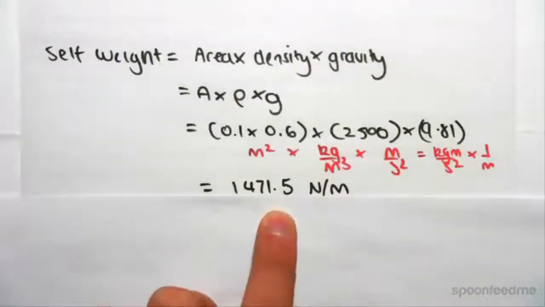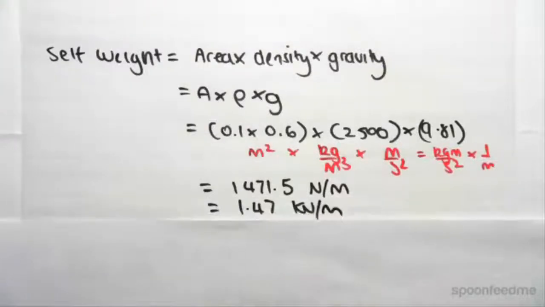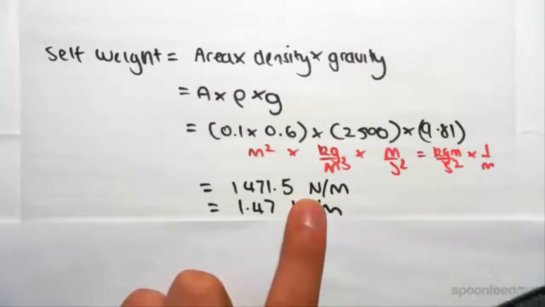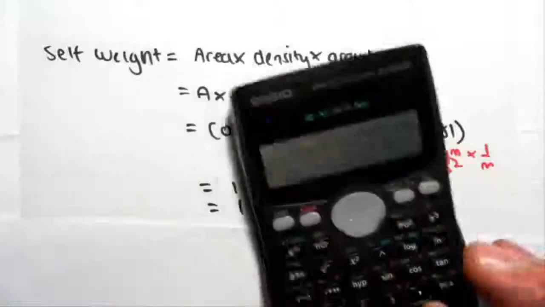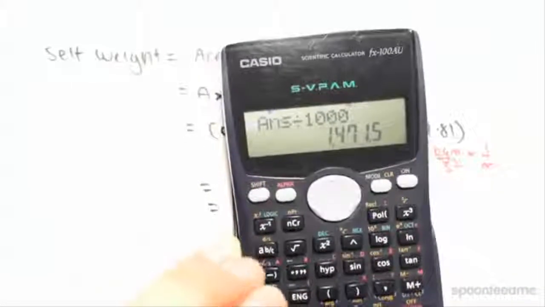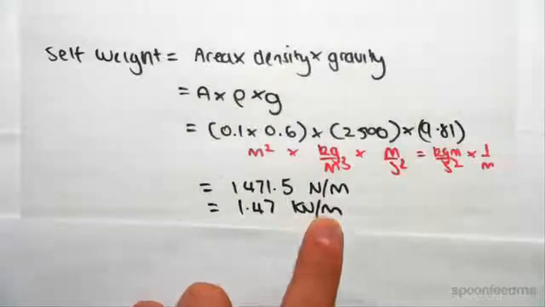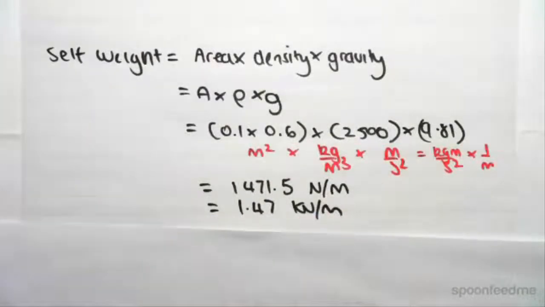Now that's in newtons per meter. I'm going to write it in kilonewtons per meter, so we divide by 1,000. There's 1,000 newtons in a kilonewton, so dividing by 1,000 would give us 1.47 kilonewtons per meter. So that's from the self-weight.